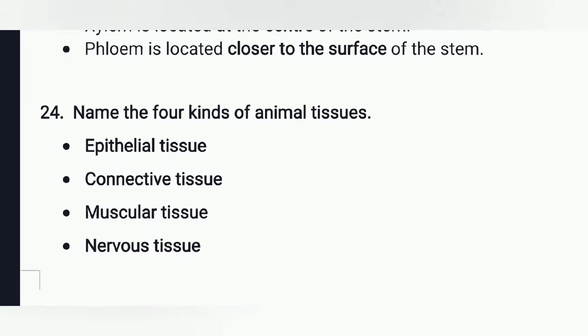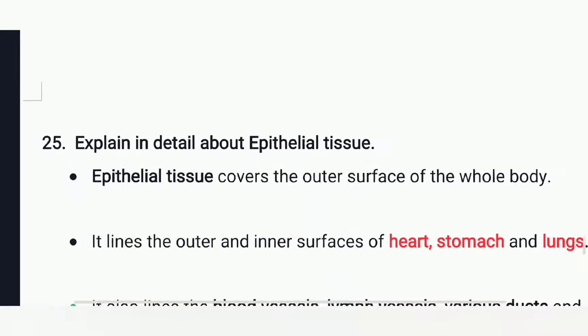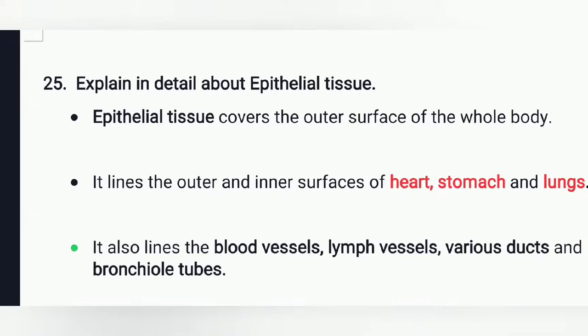Next question. Name the 4 kinds of animal tissues. So far we have learnt about plant tissues. Now we have come to animal tissues. Epithelial tissue, connective tissue, muscular tissue and nervous tissue. Next question. Explain in detail about epithelial tissue.